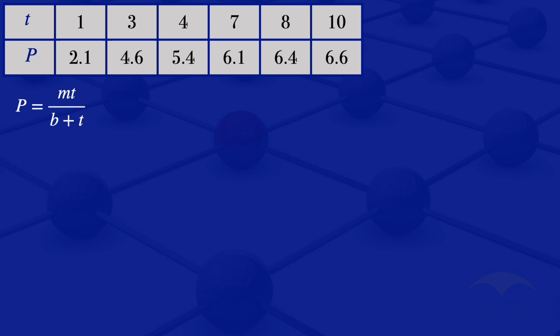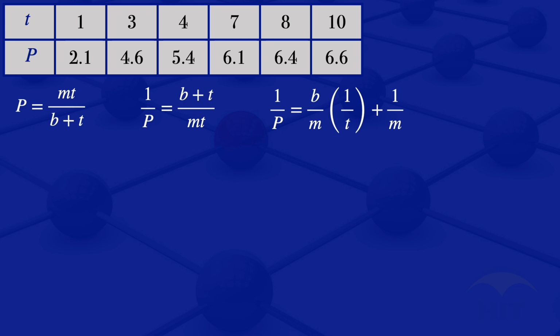But looking at this equation, it's not similar to any of the equations that we have looked at. So what we can try to do is rewrite that equation. I can try to invert it so that it might be similar to one of the common equations that we have looked at before. If I invert it, on the left-hand side we have 1 over p, and on the right-hand side we have b plus t divided by mt. I can divide throughout by mt, and we have 1 over p equals b over m multiplied by 1 over t plus 1 over m.